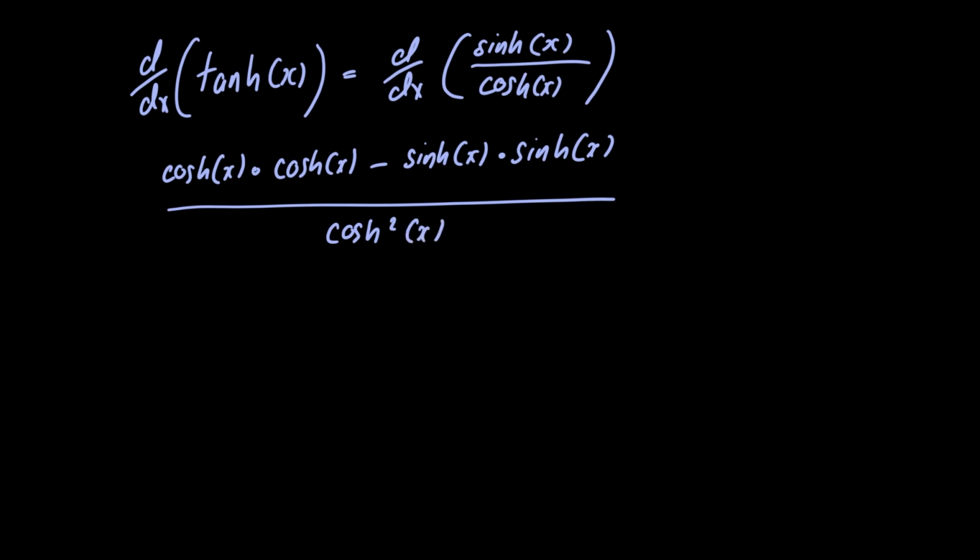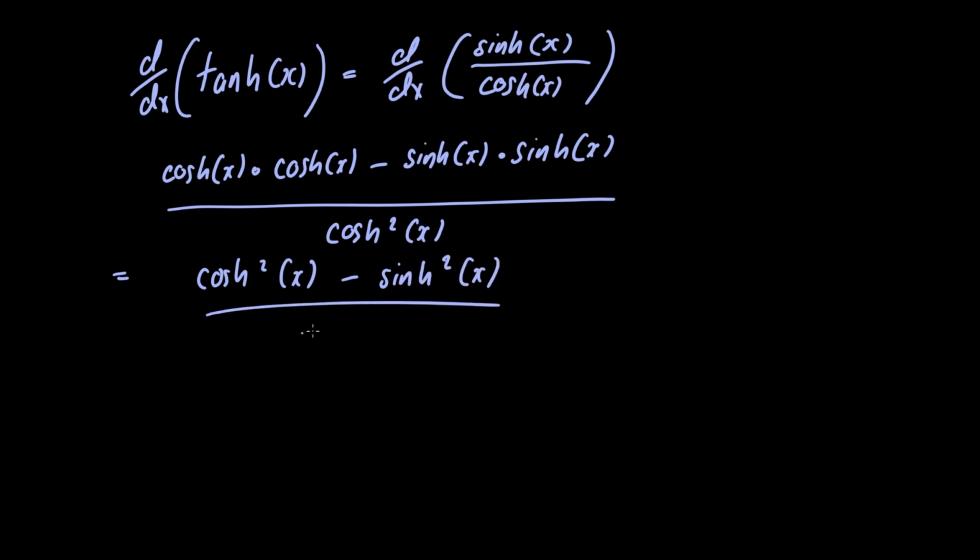Let's just go ahead and simplify the numerator. So we're going to have hyperbolic cosine of x multiplied by hyperbolic cosine of x. So that's just hyperbolic cosine of x all squared, minus hyperbolic sine of x all squared, divided by hyperbolic cosine of x all squared.